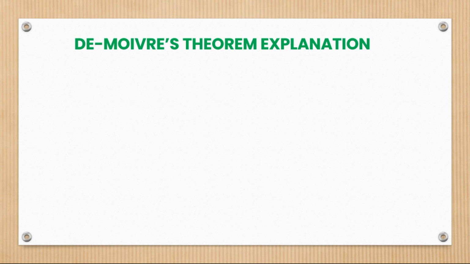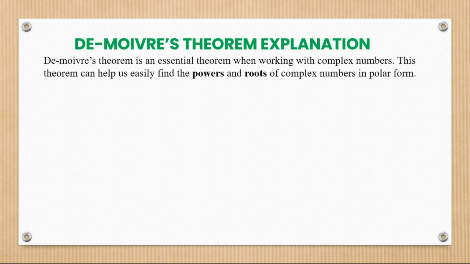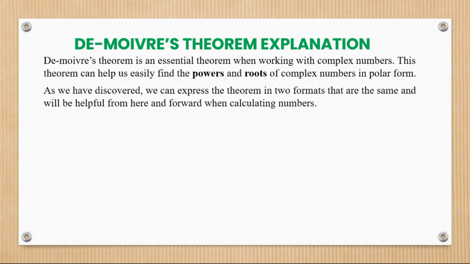Alright, so now we've seen that there are two ways that we can express De Moivre's theorem. De Moivre's theorem is an essential theorem when working with complex numbers. This theorem can help us easily find the powers and roots of complex numbers in polar form. That is something we're going to look at in the future of this topic. But for now, as we have discovered, we can express the theorem in two formats that are the same and will be helpful from here on forward when calculating numbers.